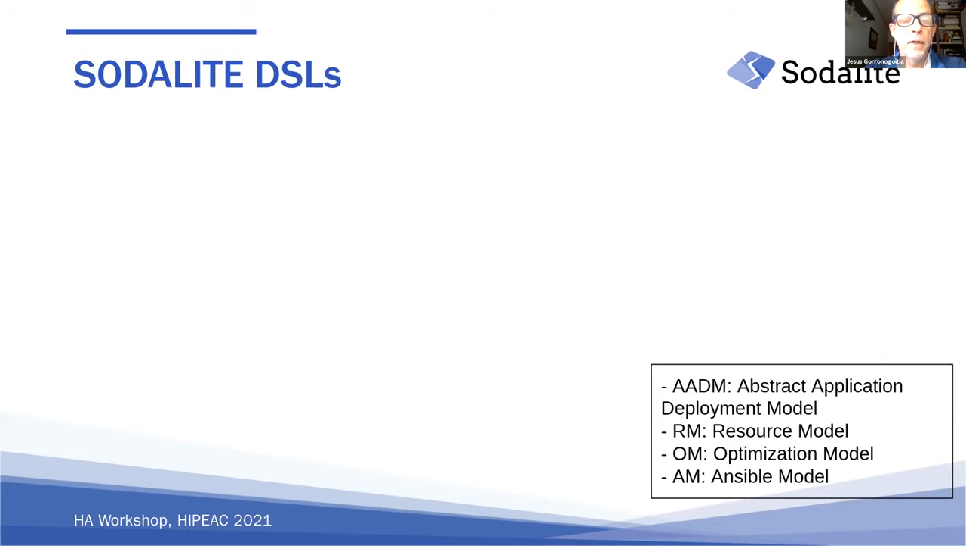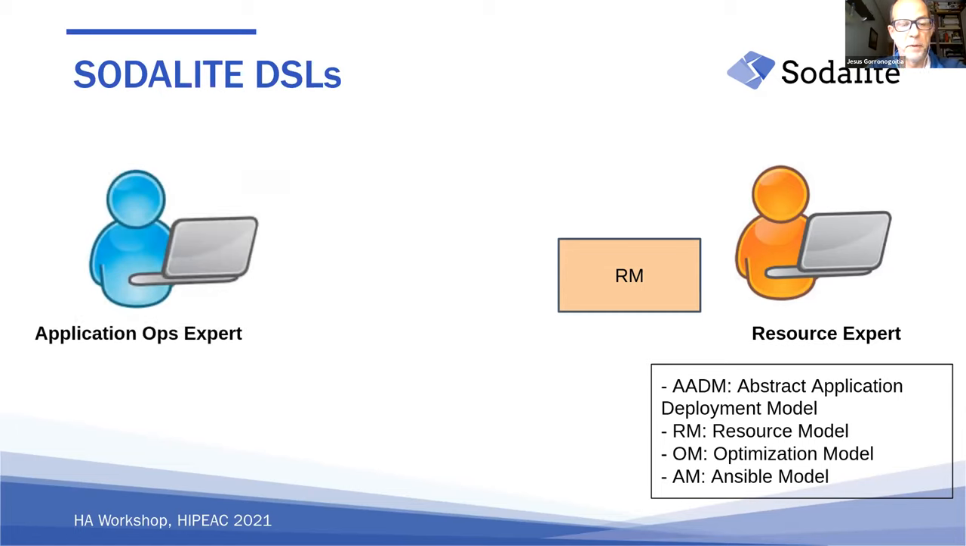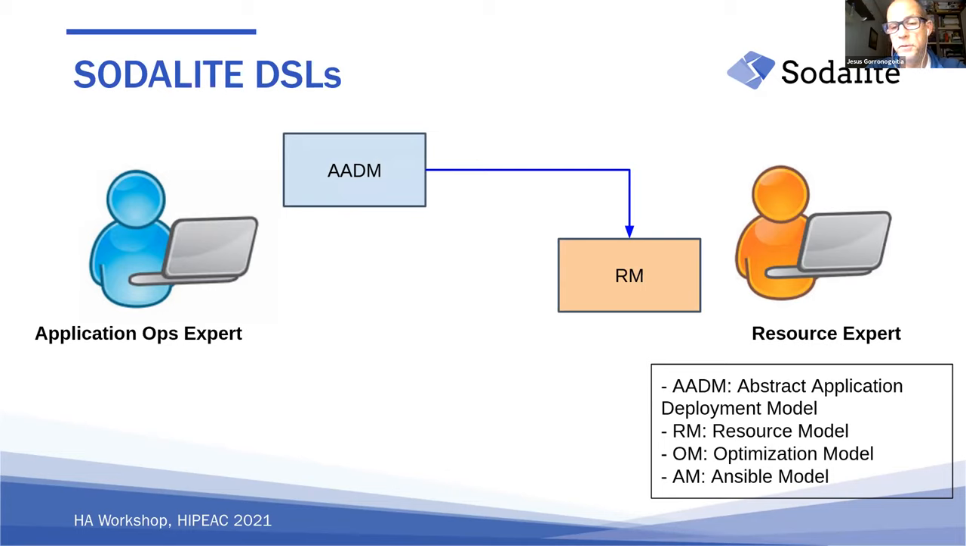So in terms of domain-specific languages that we have created, it depends on the modeling purpose. If we are going to model infrastructure resources, and we are targeting the resource expert, we have created a resource meta model, which is used to describe reusable infrastructure resources. If we are addressing the application experts to define application deployment topologies, we have defined an application deployment meta model, which refers to modeling entities included within the resource model.